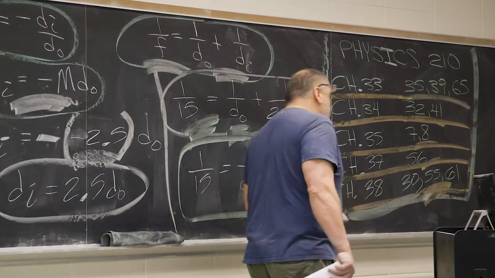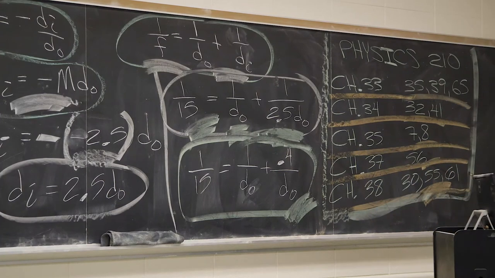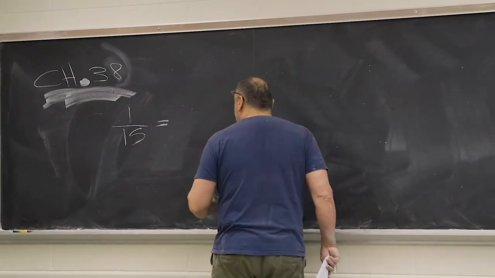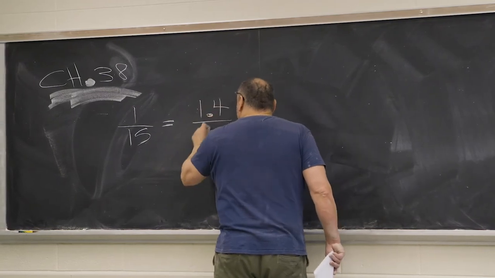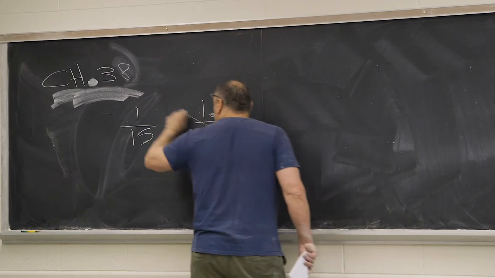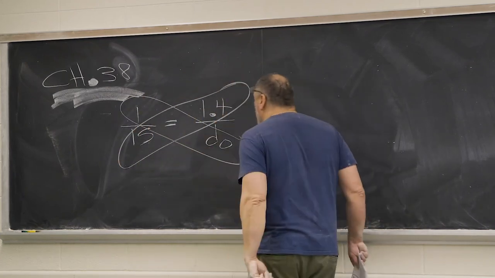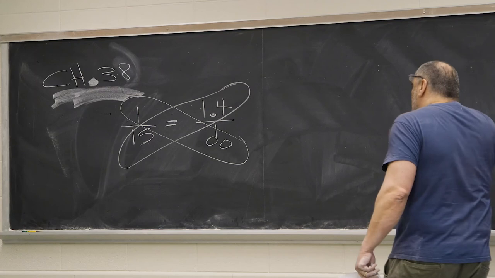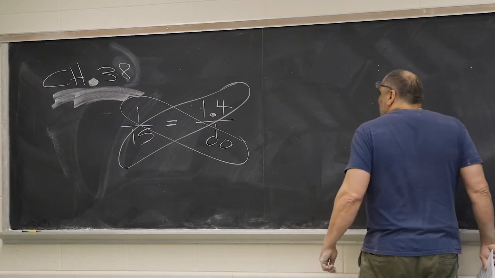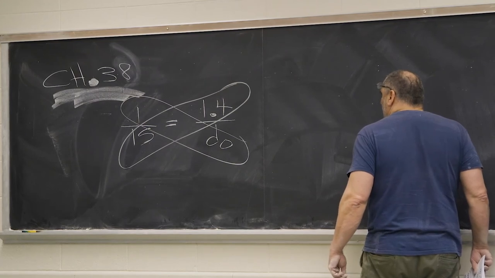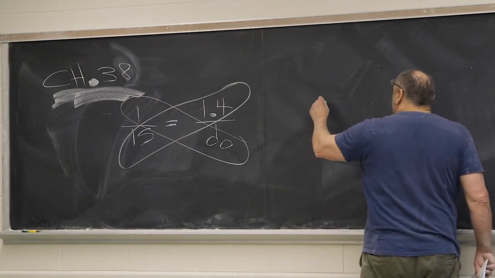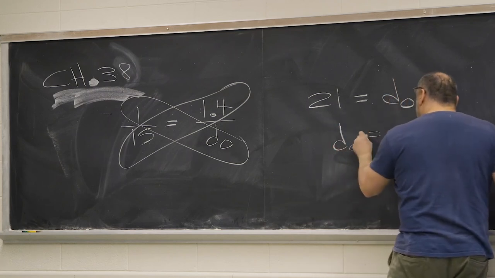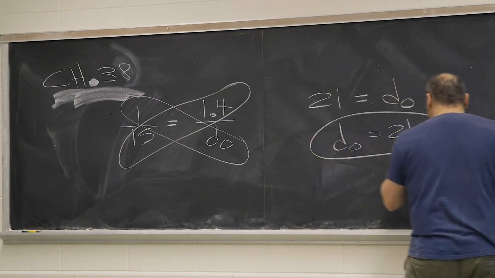What are you going to do? You got a common denominator. Let's do what we have been doing. 1 over 15 is what it is. 1 over DO plus 0.5 over DO is 1.4 over DO. Sounds good to me. Cross multiply, do whatever you're gonna do, go by hook or crook on this thing, and we see what we can get. I think it's gonna come out to about 21, flat out, when we do this. Multiply 15 by 1.4, you got 21. 1 times DO is DO. DO equals 21, I think we were talking centimeters, so here we go.